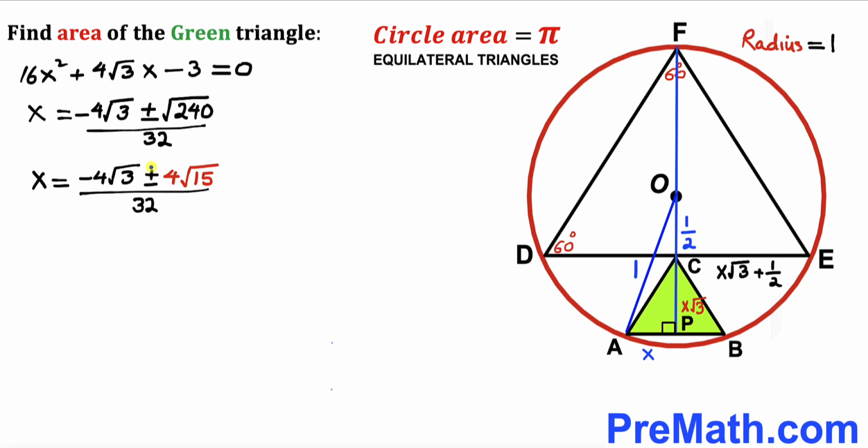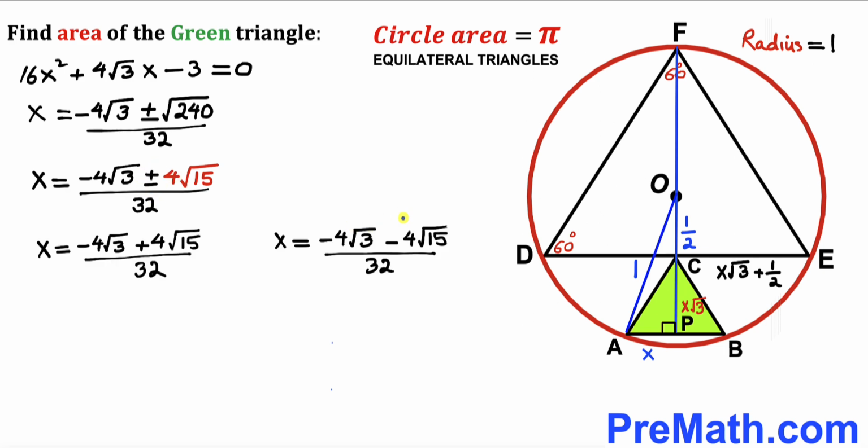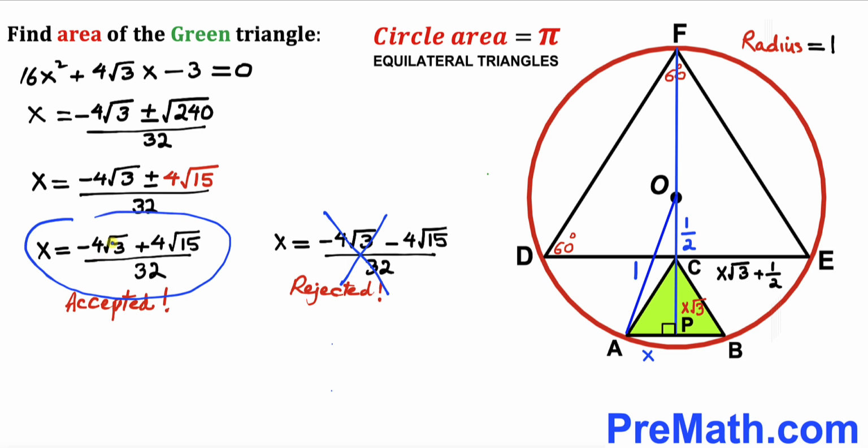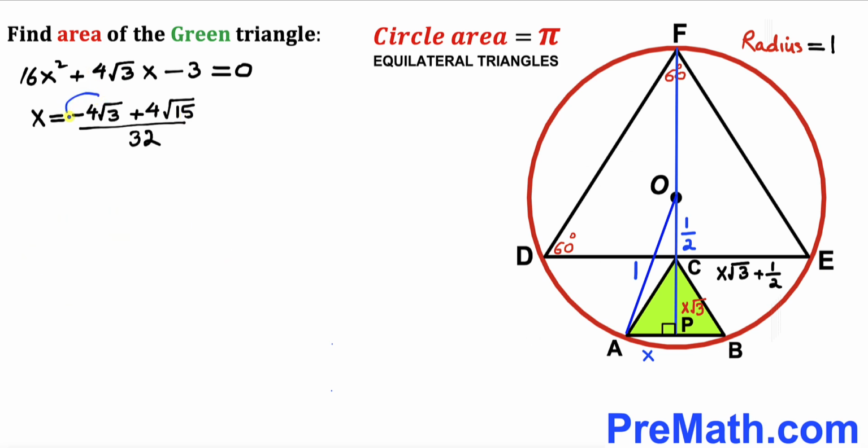And now let me go ahead and separate these positive and negative signs. As you can see in this next step, I have put one with a plus sign and the other one with a minus sign. Here we can see that this is going to give us a negative value of x, and that cannot be possible. So therefore, we are going to reject this negative value of x and we are going to accept this positive value of x. And now let's focus on the numerator.